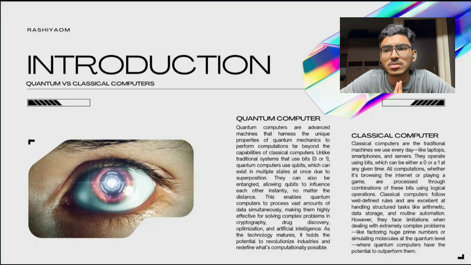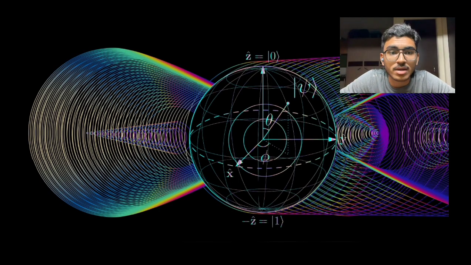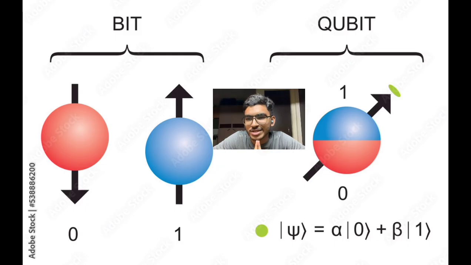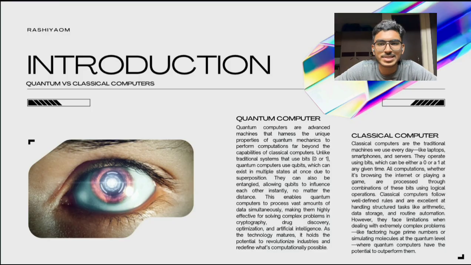Unlike classical bits, they can be both 0 and 1 at the same time, thanks to a property called superposition. You can think of it like a spinning coin. It's not just heads or tails while it's spinning. It's sort of both. Another cool thing about qubits is entanglement.